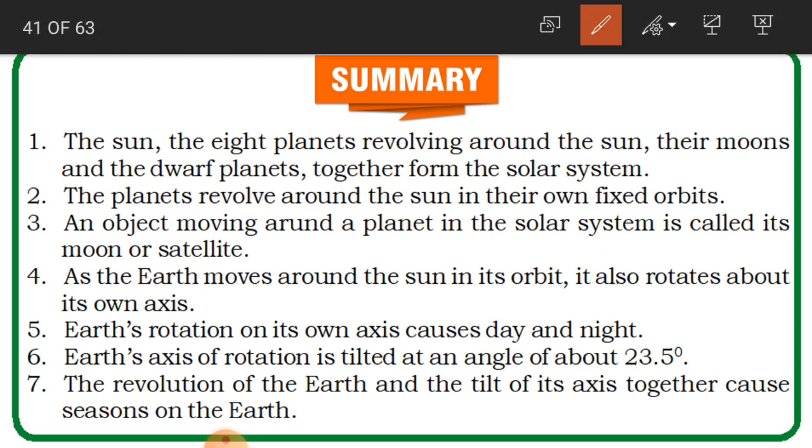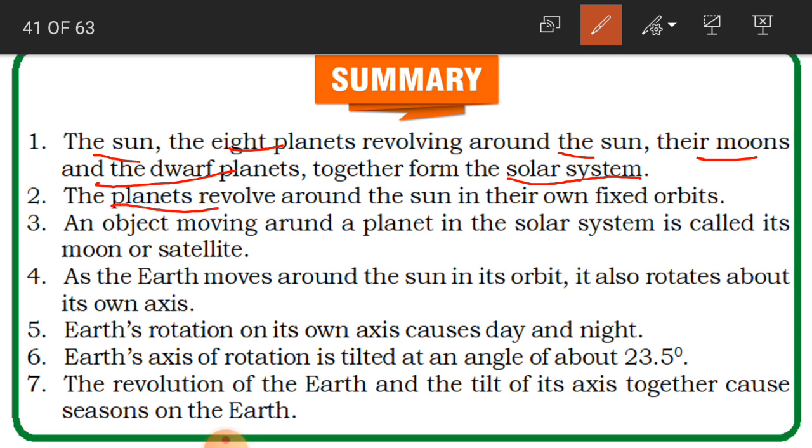Clear? Now let us give a quick summary of our lesson, like what we have learned. The sun, the 8 planets revolving around the sun, their moons and the dwarf planets together form the solar system. So what is the solar system, children? The sun and the 8 planets which are revolving around the sun, and their moons. We also learned that every planet has moons, but only a few planets have none, okay, and the dwarf planets all together form the solar system.